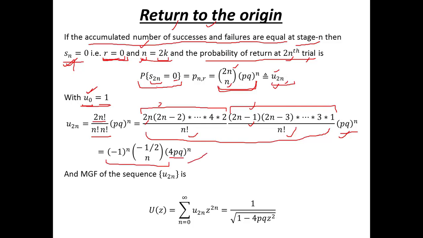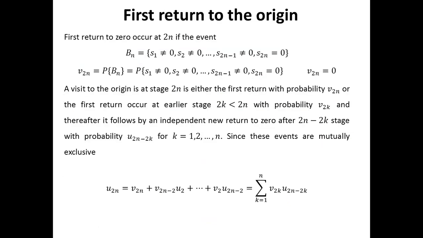Now if we calculate the moment generating function of the sequence u2n, it will be equal to summation n equals 0 to infinity u2n z to the power 2n, and this can also be calculated as 1 by under root 1 minus 4pq z square. Just remember, small u2n represents the probability of the particle remaining at origin, or remaining at r equals 0, after 2nth trial, and capital U(z) represents the moment generating function of this sequence u2n.